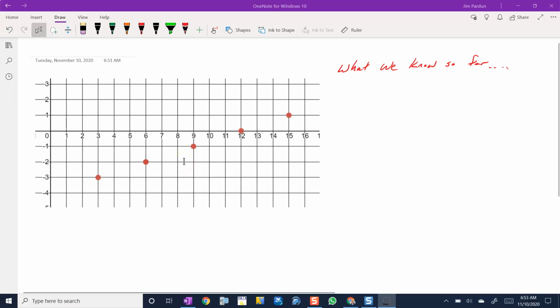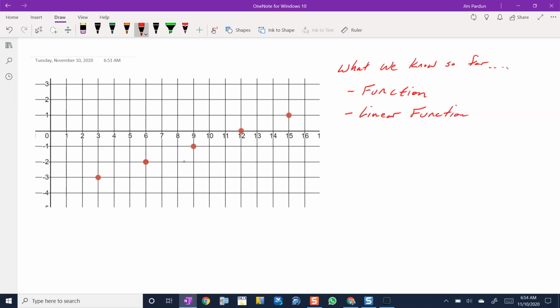Let's take a second to just review what we know so far. We know that when we have a set of points where every input goes to one output, we have ourselves a function. And we know that not all functions have patterns, but in this particular case, as we're looking at this function, we can see that there is definitely a linear pattern to this, meaning if I were to connect all of the points with a line, this would create what we call a linear function.